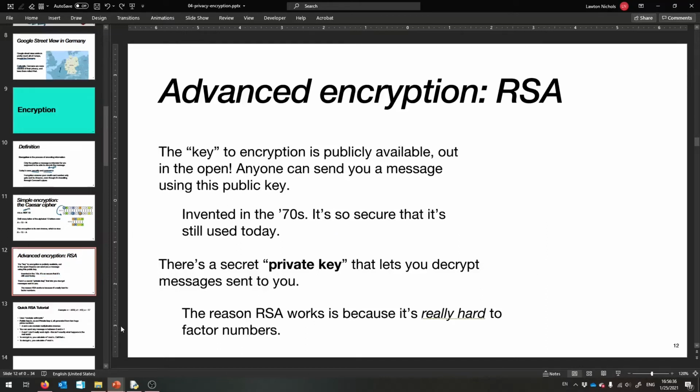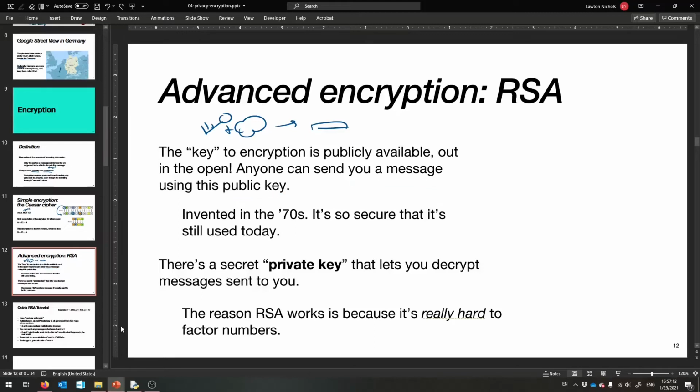So here's the idea. When you're encrypting something, sometimes there is some concept of a key. So like, here's my best drawing of a key, and you use that with the message that you're sending to somebody. So that plus a key will give you back the original message. So in RSA, you have what's known as a public key. The key to encryption is publicly available, out in the open for anybody to see, and they can send you a message using the public key that you're showing to everybody.